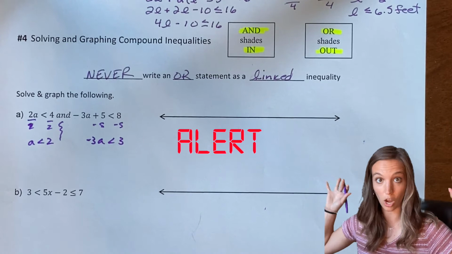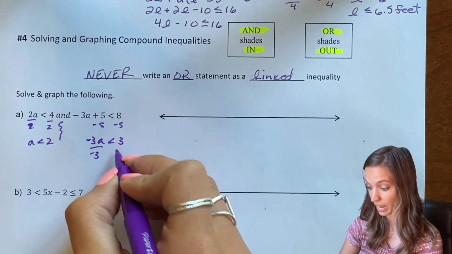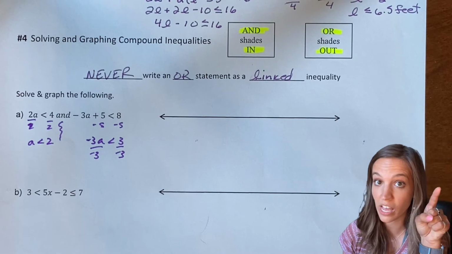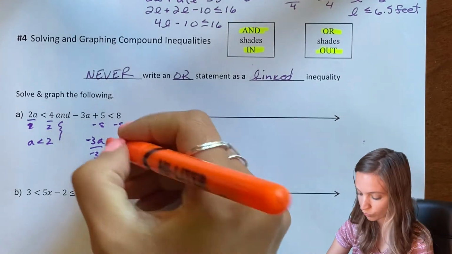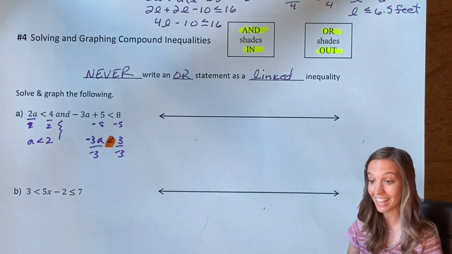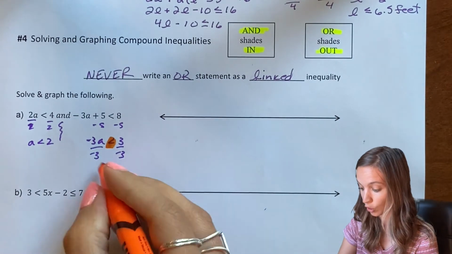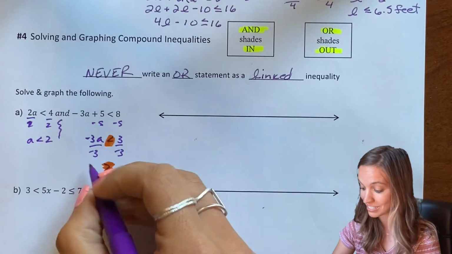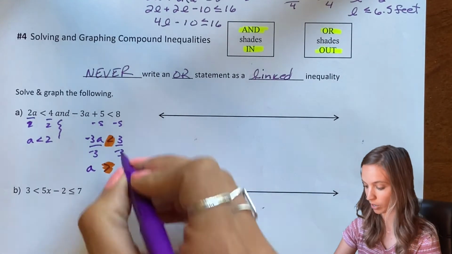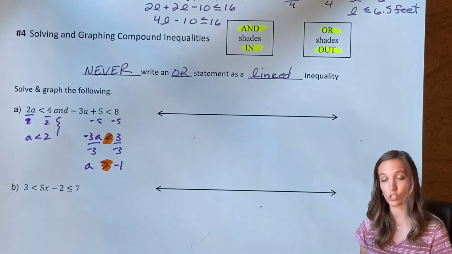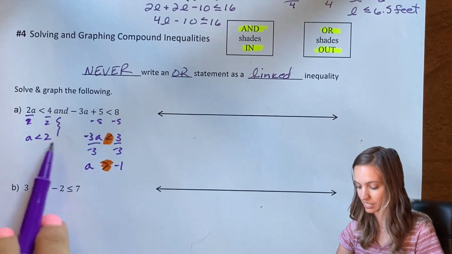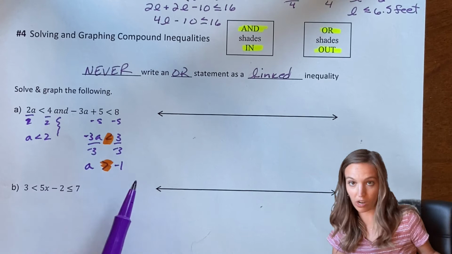This is where alarms should be going off, because when I divide by negative 3, what should we be thinking? I hope you're saying flip that inequality. I'm going to flip this inequality sign. It was less than, but now I'm going to write it as greater than. Be so careful, be on the lookout for that. It's only because I was dividing by a negative number. So a is greater than negative 1. So far I've got this solution: a is less than 2, and at the same time, a is greater than negative 1.